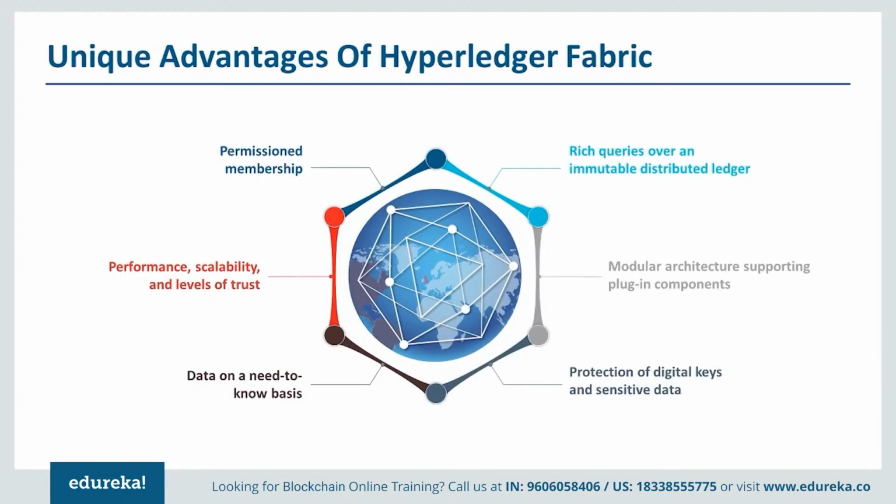Each and everything in Hyperledger can be plugged out and plugged in based on your requirement. Protection of digital keys and sensitive data: you have separate modules for protecting your keys, like your certification authority, which is a module specifically kept for securing your keys. You can have your own certification authority if you don't want to use the Fabric CA for authentication. Then data on a need-to-know basis, performance, scalability, level of trust, and permissioned membership. These are some of the key attributes of Hyperledger Fabric.